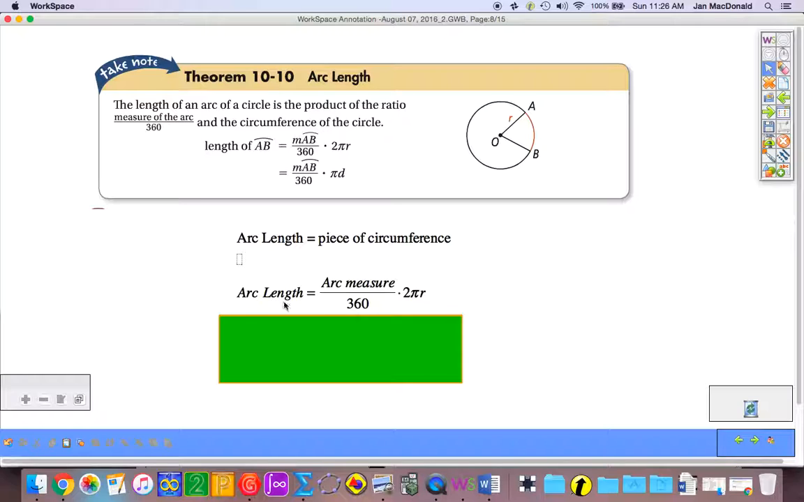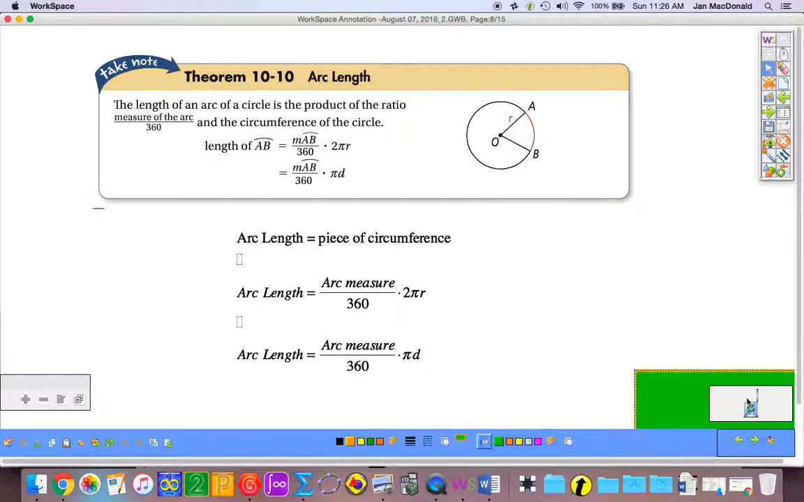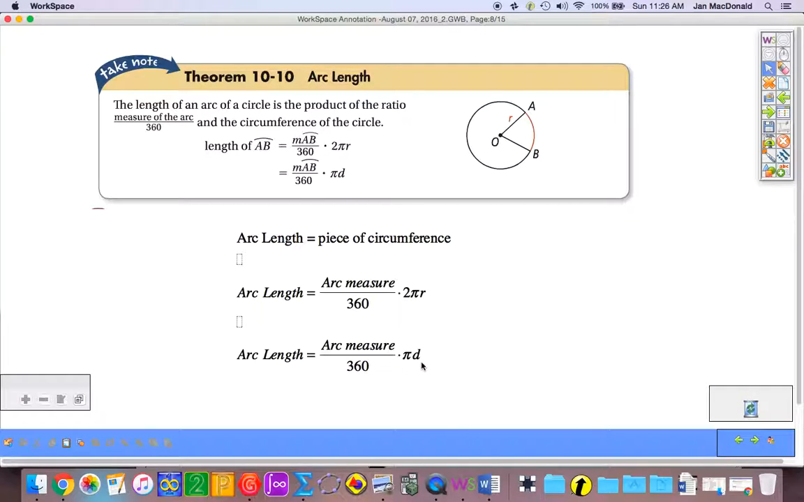So here's a very simple way to look at the formula for arc length. It's arc measure divided by 360 times 2 pi r, which is the circumference of the circle. Remember, piece tells us we have a fraction, of tells us to multiply, and here is one of our formulas for circumference of a circle. Likewise, we can write that formula with d, the diameter of a circle. So let's try some problems, or a problem.